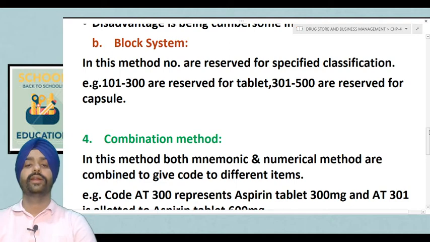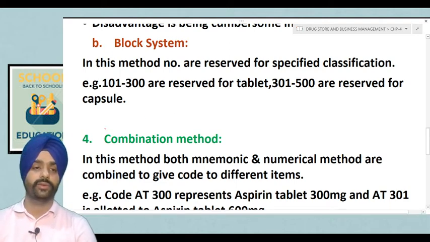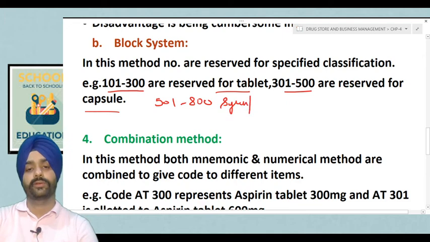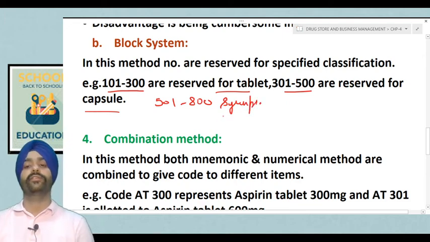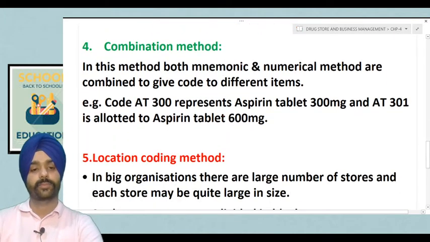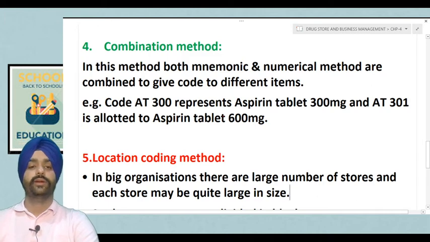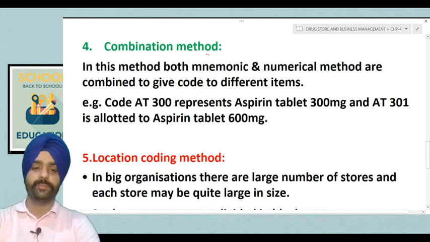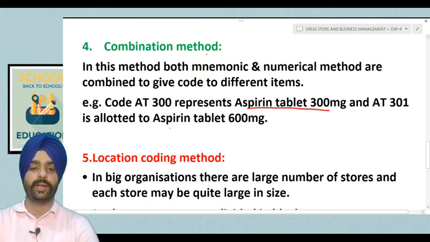In this method, numbers are reserved for specified classifications. For example, 101 to 300 are reserved for tablets and 301 to 500 are reserved for capsules. Similarly, 501 to 800 may be reserved for syrups. We can reserve the specified classification. The last one is the combination method. In this method, both mnemonic and numerical methods are combined. For example, code 8300 represents the aspirin tablet of 300 mg and 8301 is allotted to the aspirin tablet of 600 mg.